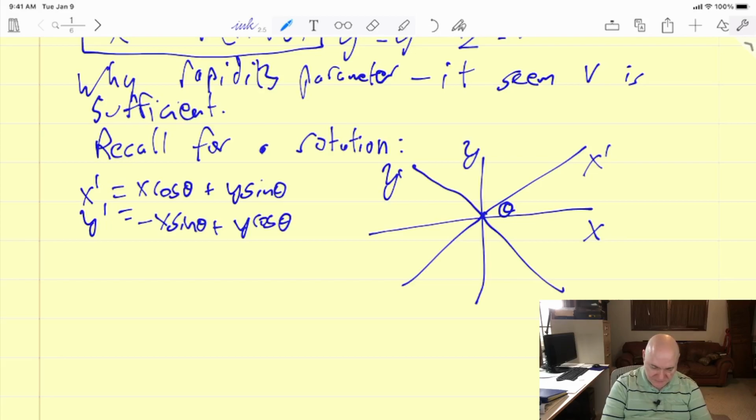All the books use different versions for the signs here. It depends whether you're using an active or a passive transformation, but I think I got the signs right for a passive transformation for rotating the axes.